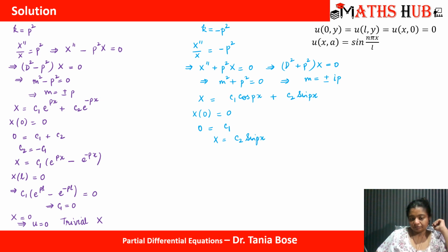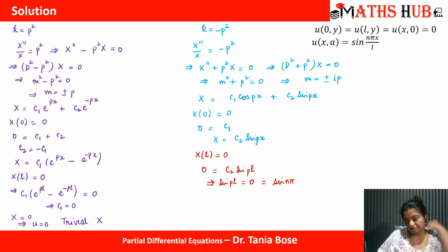Now, let's apply the next boundary condition, that is x at L is equal to 0. So 0 is equal to C2 into sin PL. Now C2 cannot be 0 because if C2 becomes 0, then x will again become 0. So we will again get a trivial solution. So we don't want any more trivial solution. So this would imply that sin PL is equal to 0. If sin PL is equal to 0, which values of sin PL are 0? Sin n pi. So from here we get PL is equal to n pi. So that implies P is equal to n pi by L, right?